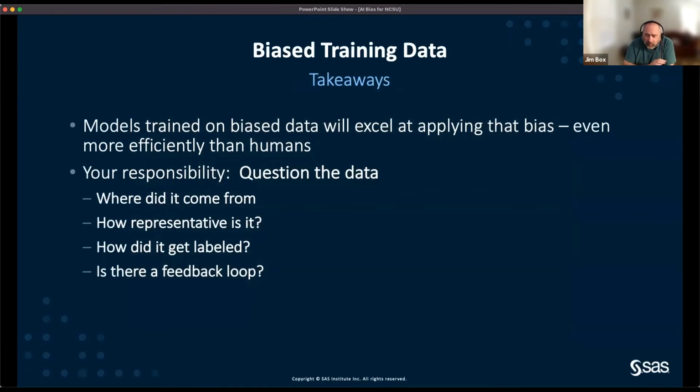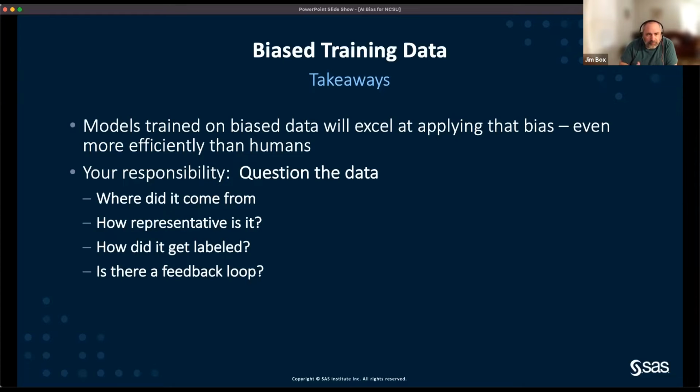So the key point here, the key takeaway, is that when you're training a model on biased data, it's going to be really good at applying that bias. It would be even more efficient at applying it than humans, right? If I had stripped off anything that was obvious about gender, you might not have picked up on the language differences, right? So this data was biased, and the model picked up on it and got really good at applying those biases.